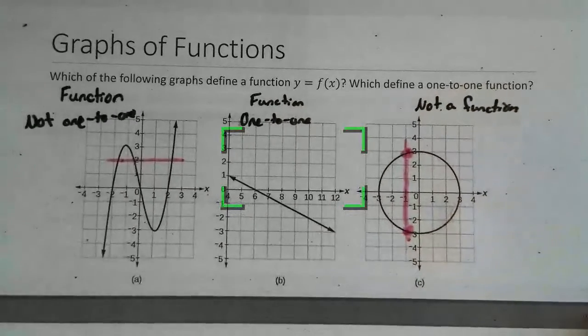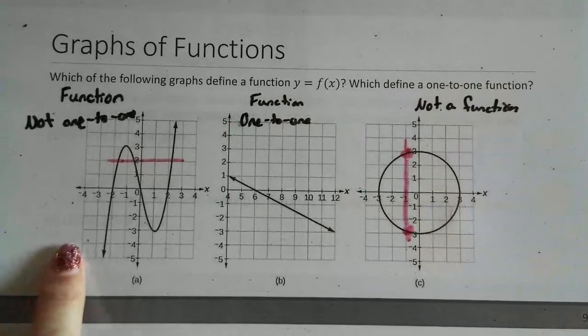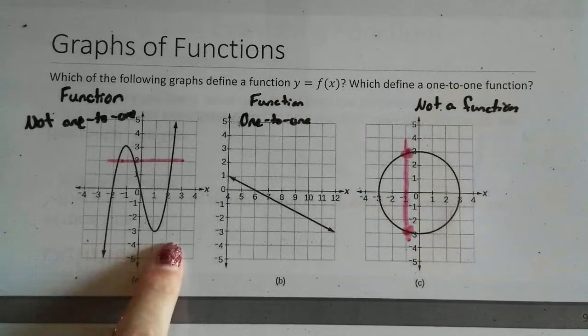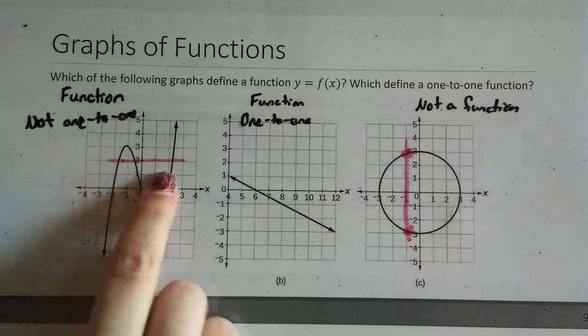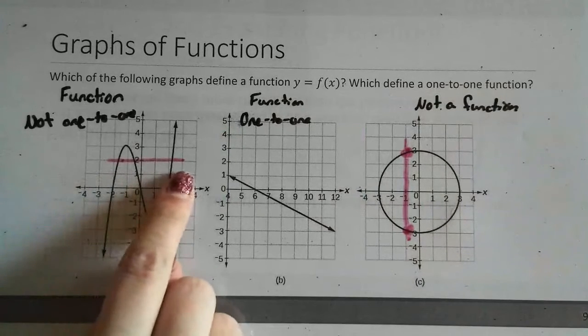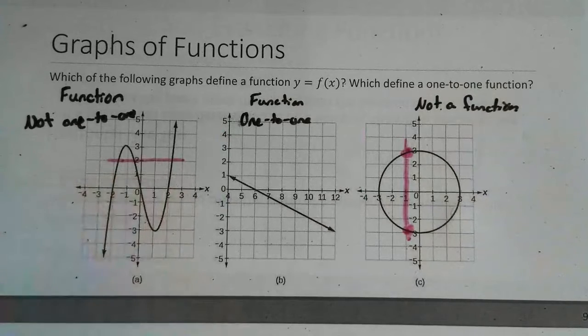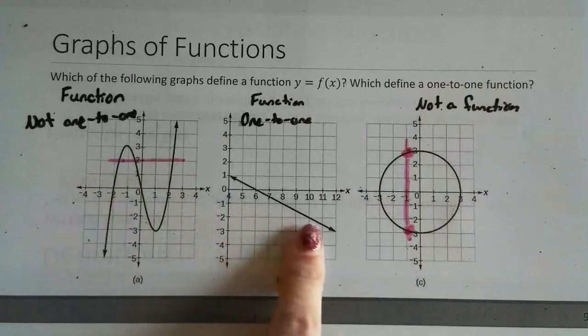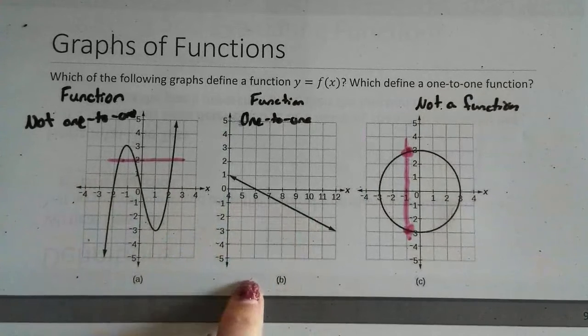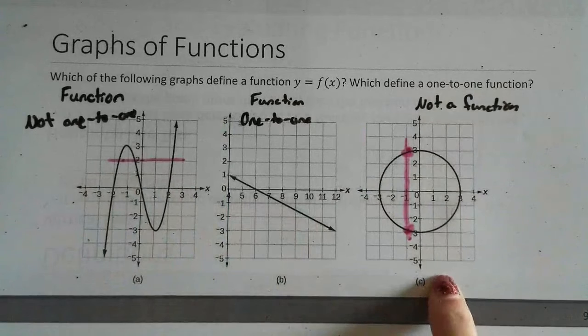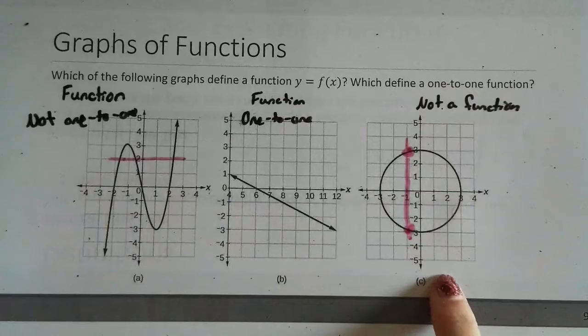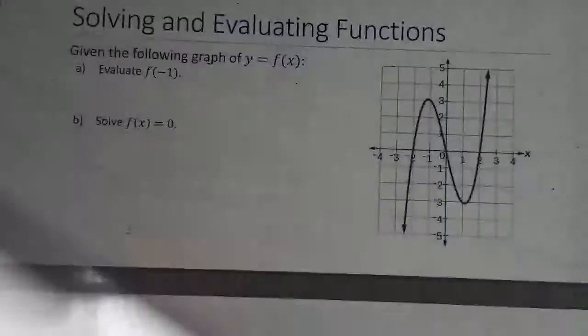You can see that graph A passes the vertical line test because any vertical line only ever intersects the graph once, but it fails the horizontal line test because this horizontal line here, y equals 2, intersects the graph more than once. So that makes it not one-to-one. Graph B passes both the vertical and the horizontal line test, so it is a one-to-one function, and graph C fails the vertical line test, which makes it not a function. So those two tests are going to tell you whether a graph represents a function, and if it is a function, whether or not it is a one-to-one function.